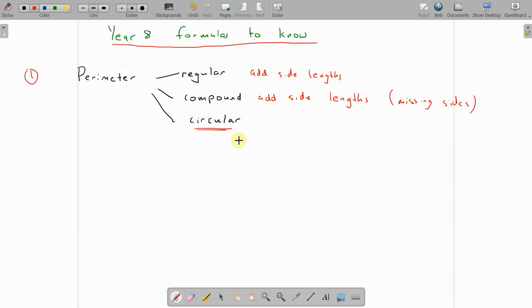When you've got a radius, use 2 pi r: 2 times pi times the radius.